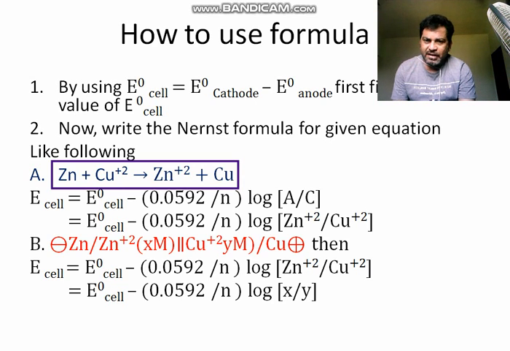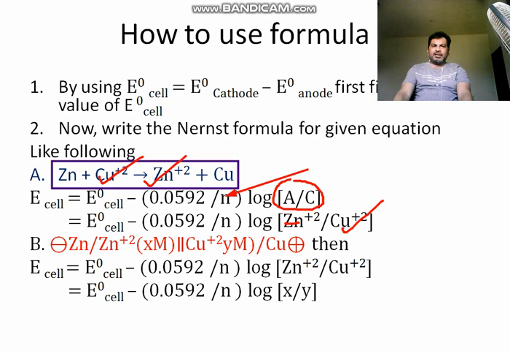So in our Nernst equation, see this is the Nernst equation. E degree cell minus 0.0592 by n log anode by cathode. So in place of anode by cathode we are using anode, which is zinc, that's why we have taken the ion form of zinc. Okay, and cathode is copper, so that's why we have taken the ion form of cathode. Okay, so simple. Hope that you understand how to use the given equation in the Nernst formula.